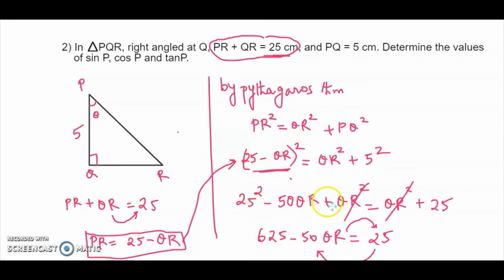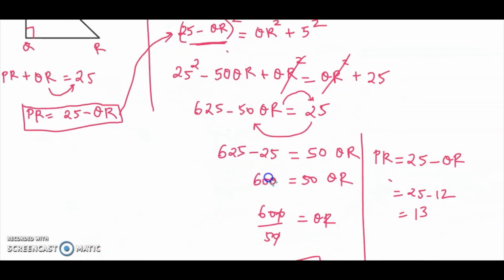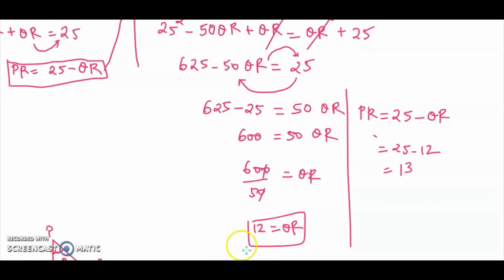We have done the A minus B whole square. So we got 25 square minus 50 QR plus QR square equals to QR square plus 25. The QR square and the QR square will cancel out. So you will get 625 minus 50 QR is equal to 25. Shift the 25 to the left and the 50 QR to the right. So 625 minus 25 is 600 equals to 50 QR. So 600 upon 50, that gives me QR as 12.